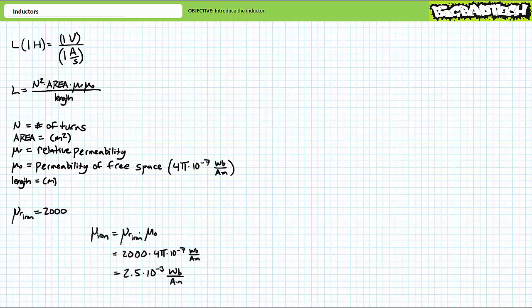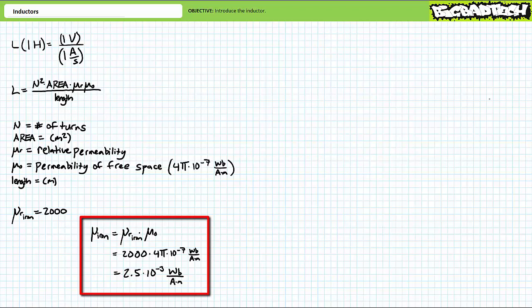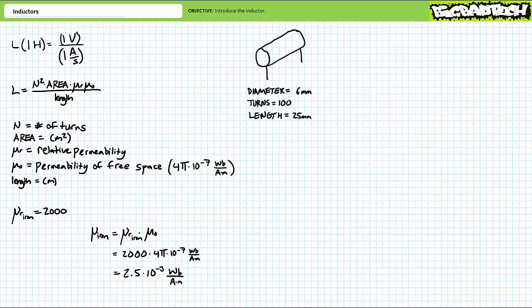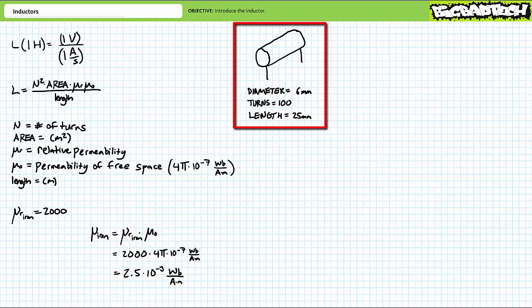A word on permeability. Permeability is the measure of the core's ability to concentrate the magnetic field. Free space has a permeability of 4 pi times 10 to the negative 7th Webers per amp meter. Magnetic substances like iron have a permeability up to 2,000 times stronger than that of free space. Substituting in the given values, iron therefore has a permeability of 2.5 times 10 to the negative 3rd Webers per amp meter. Consider an air core inductor, i.e. one lacking a core, with the following dimensions: a diameter of 6 millimeters, a length of 25 millimeters, and the coil consists of 100 turns.